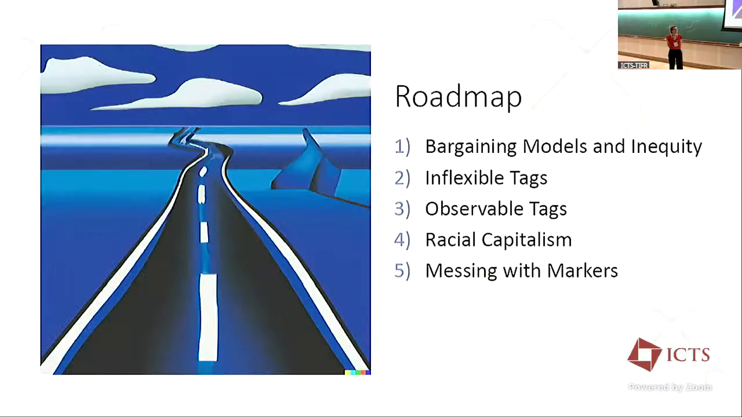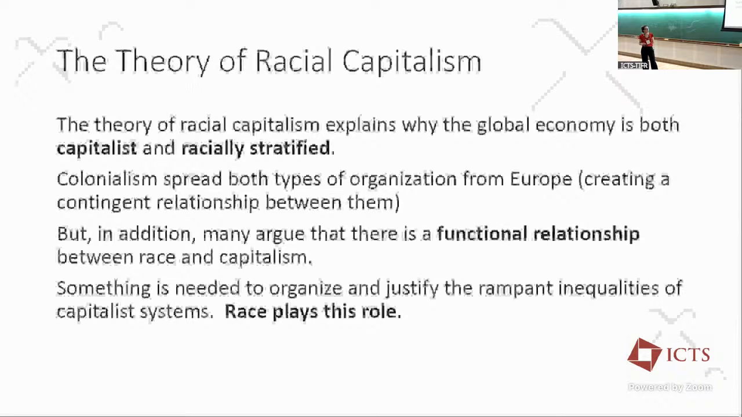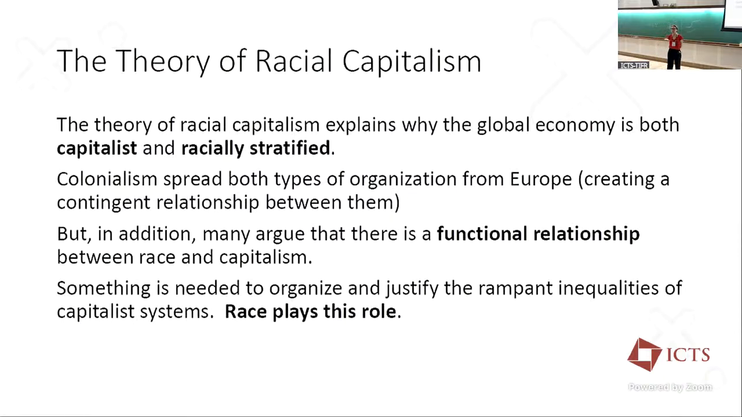All right, so like Jim, I will now make us do some philosophy. So the theory of racial capitalism, this is a theory that explains why the global economy is capitalist and racially stratified, and it's mostly focused on areas of the globe which are post-colonial, post the European colonial expansion. And the argument is that during colonialism, you saw both types of organization being spread from Europe at the same time, which created this kind of contingent relationship between them.